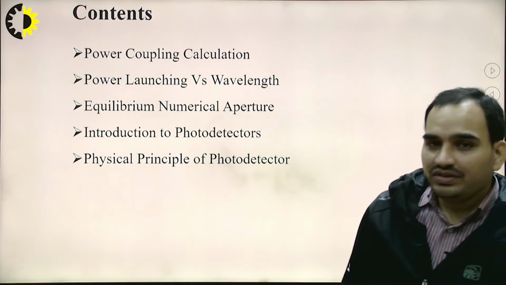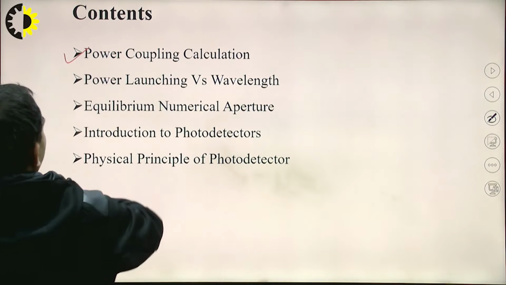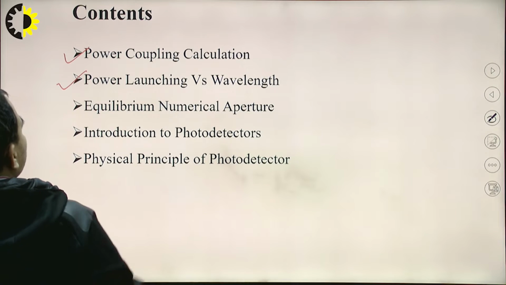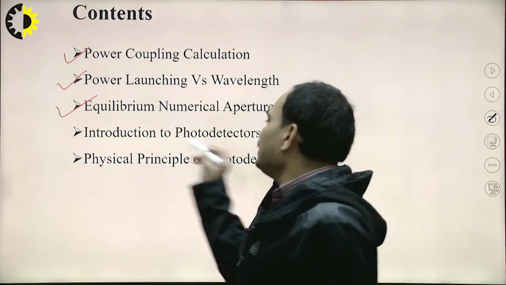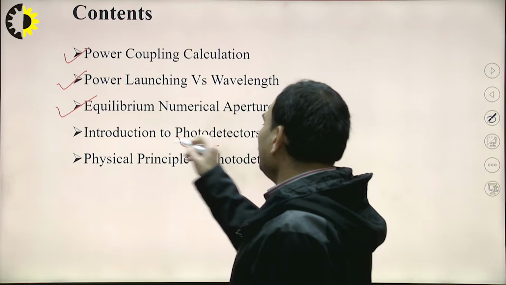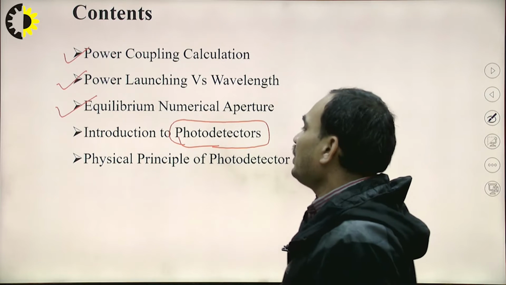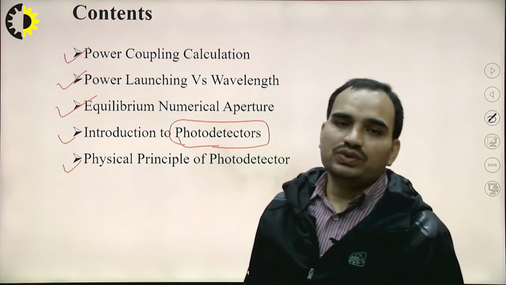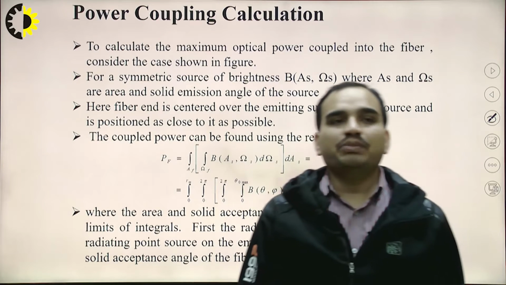So the content for this video lecture is the power coupling calculation, then the power launching versus the wavelength, then the equilibrium numerical aperture, and then we will move on to the photodetector. We will introduce the working and the physical principle of the photodetector, that is, how it works. So let's start with the power coupling calculation.